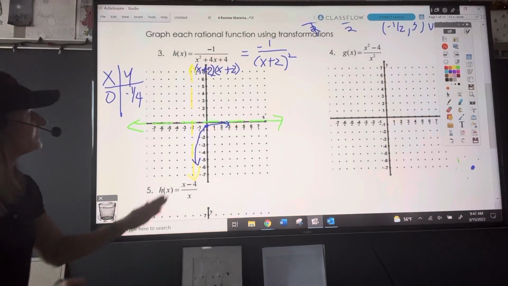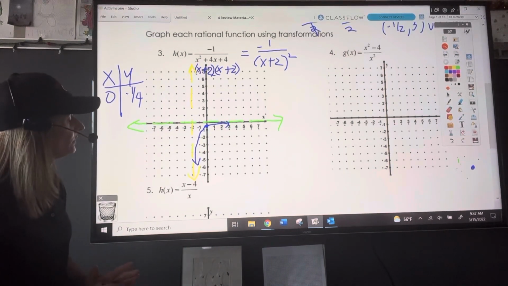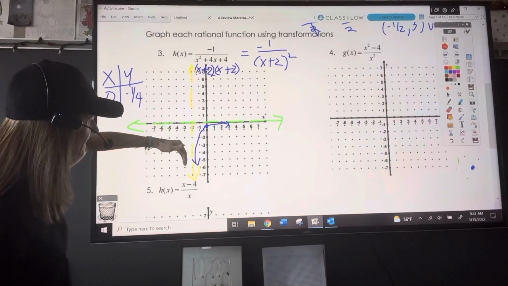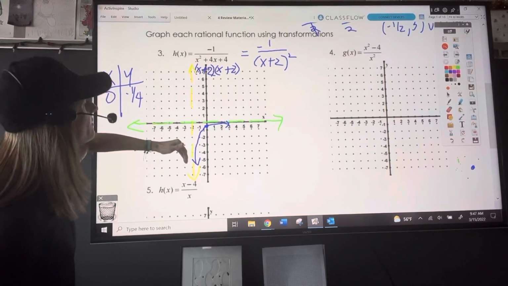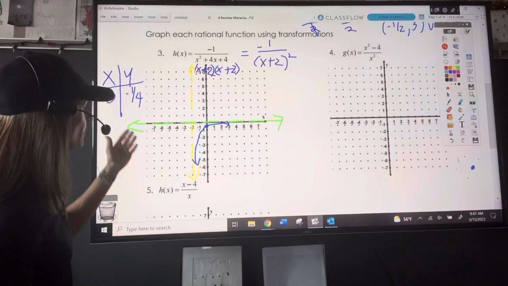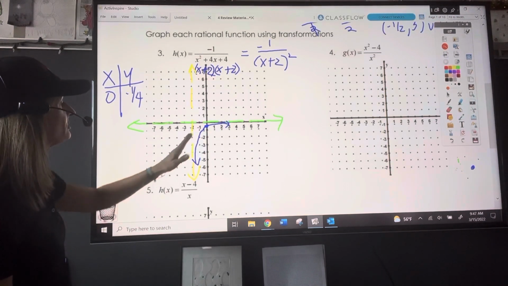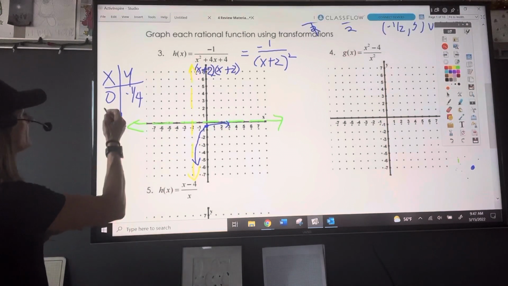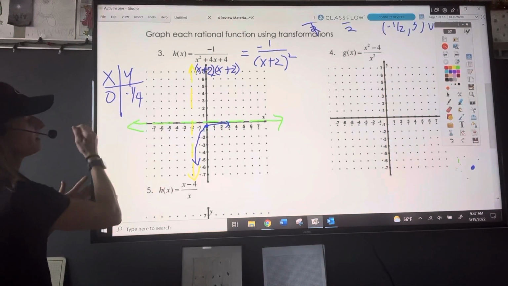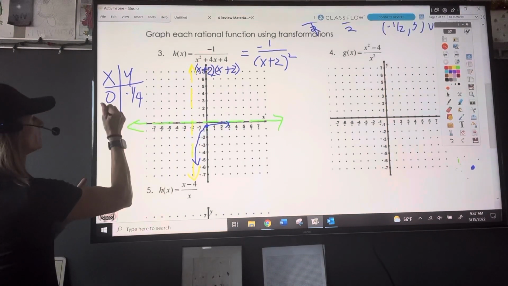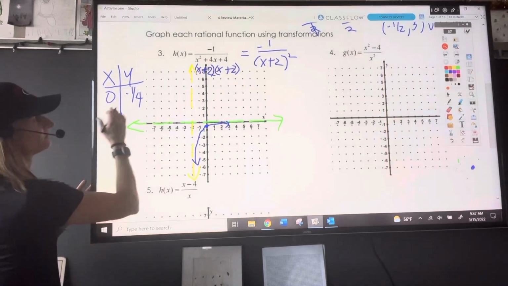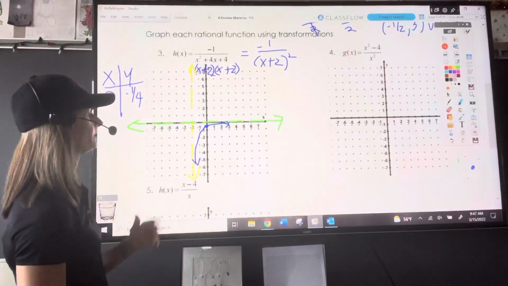Since the multiplicity of this vertical asymptote is 2, we know that the graph on the other side is going to be going the same direction and approaching the asymptote from the same direction. So we don't really need any points over here. If we weren't sure, then we would just pick another value, like -4, and plug it in for x and see what I get for y. But I already know what's going to happen.